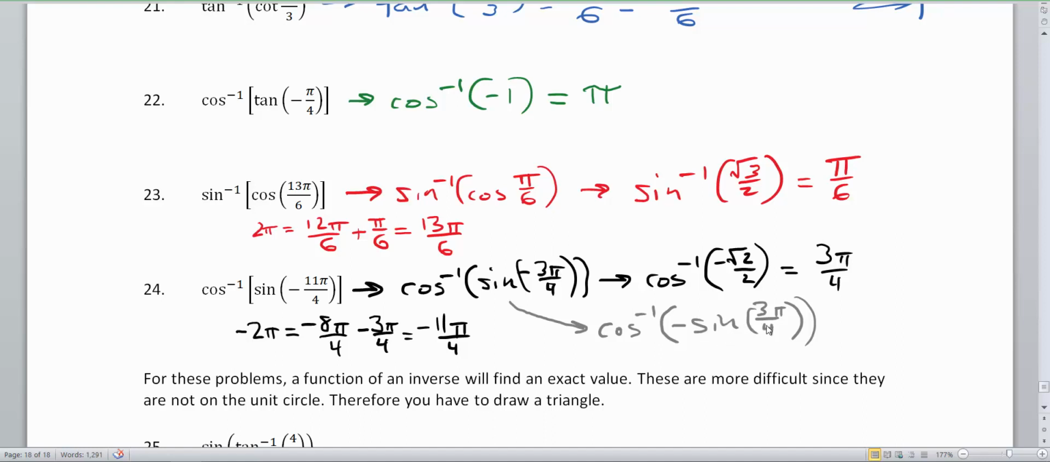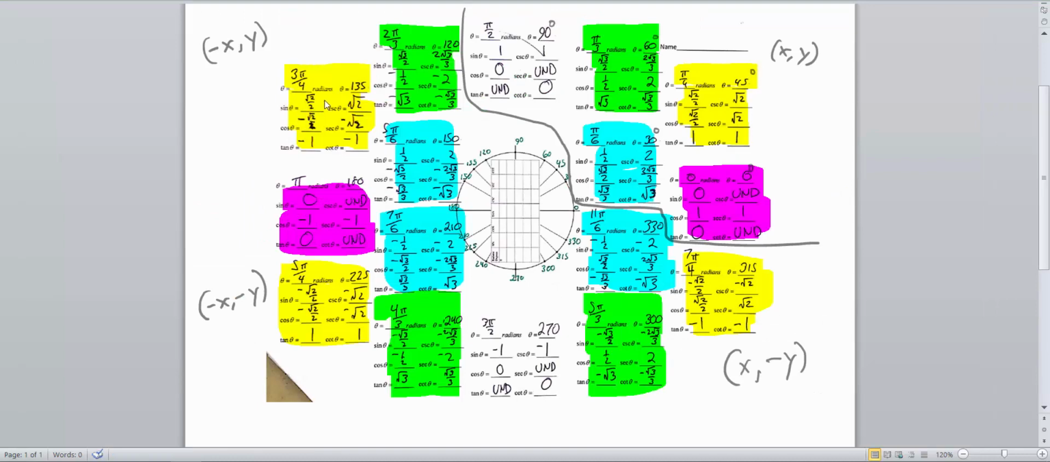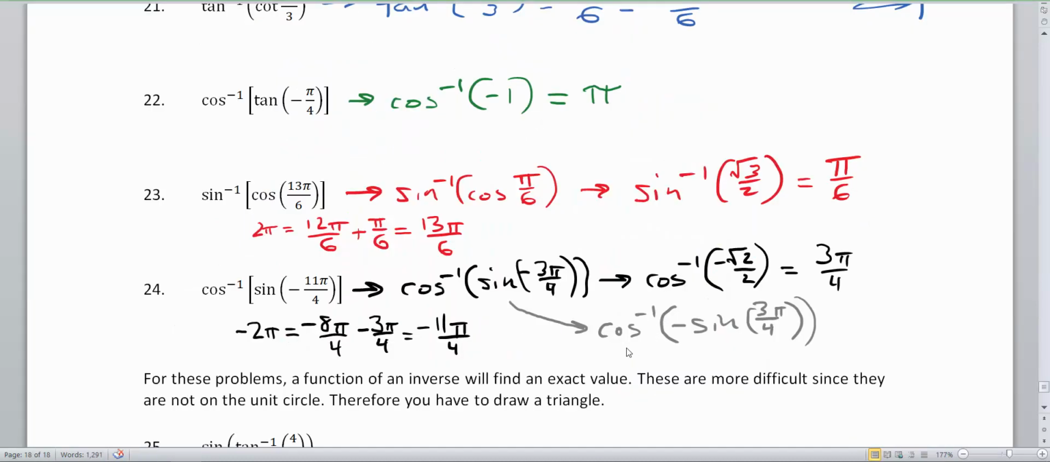So now I'm going to look up the sine at 3 pi over 4, and that sine value happens to be square root of 2 over 2. So the problem then becomes the inverse cosine of the negative square root of 2 over 2. You see how I have that negative in front? This takes me to the same conclusion as before, because I'm asking when the inverse cosine in the first and second quadrant is equal to negative square root of 2 over 2. And the answer is 3 pi over 4.